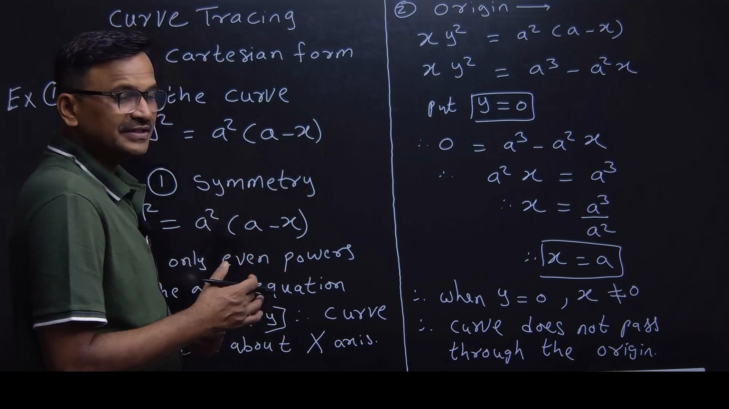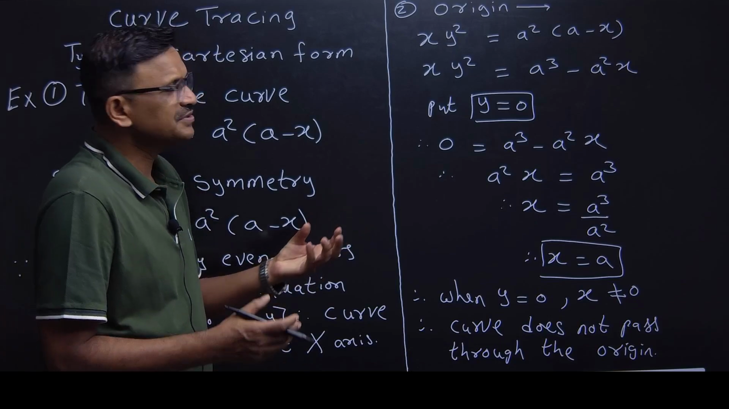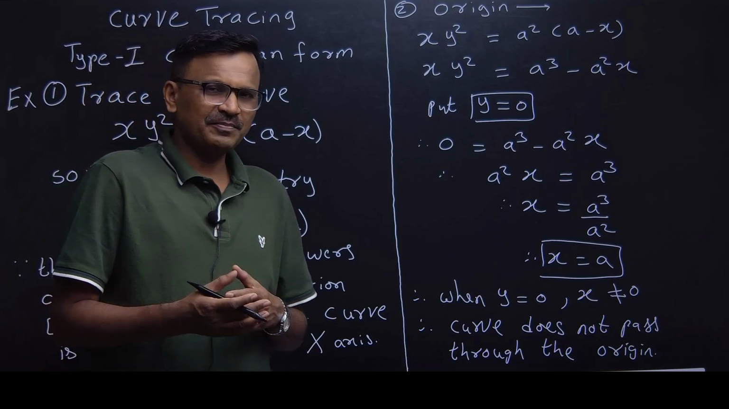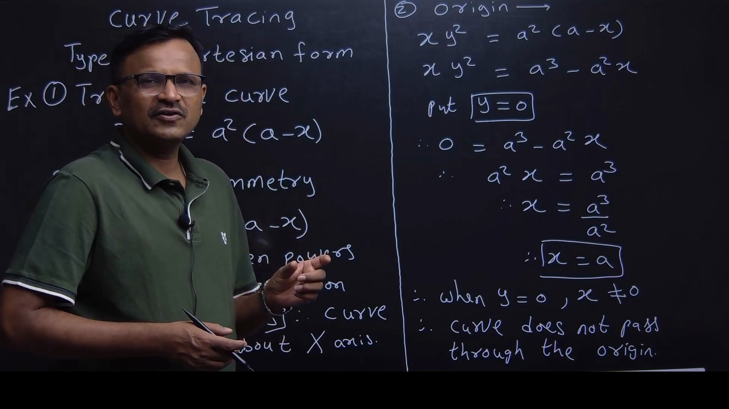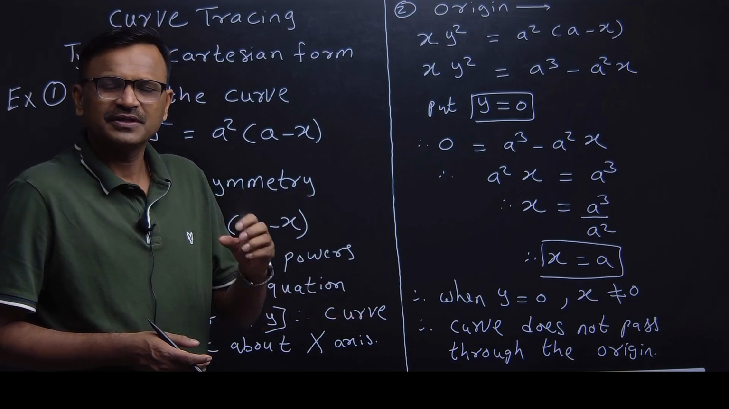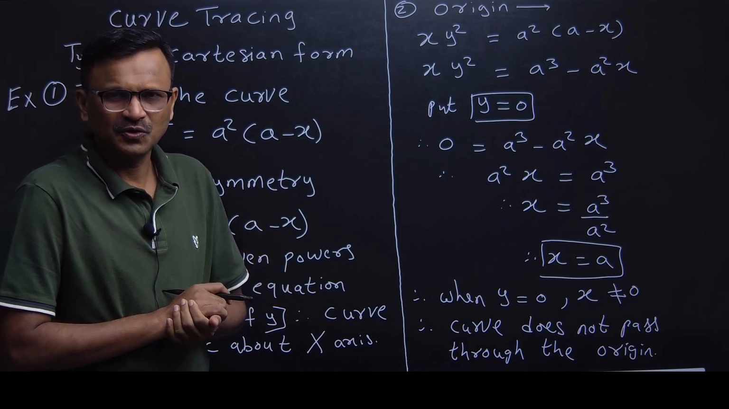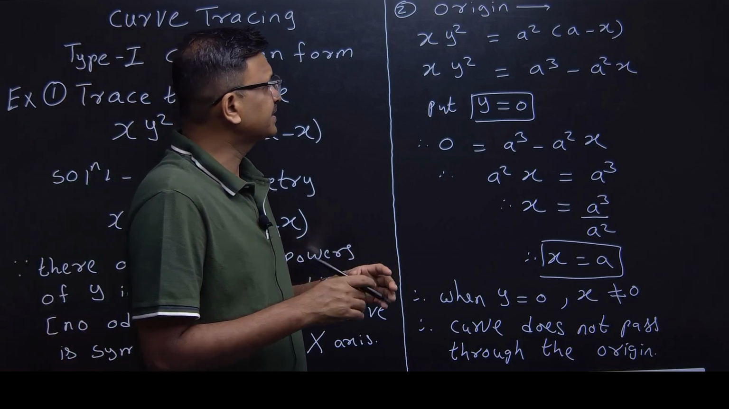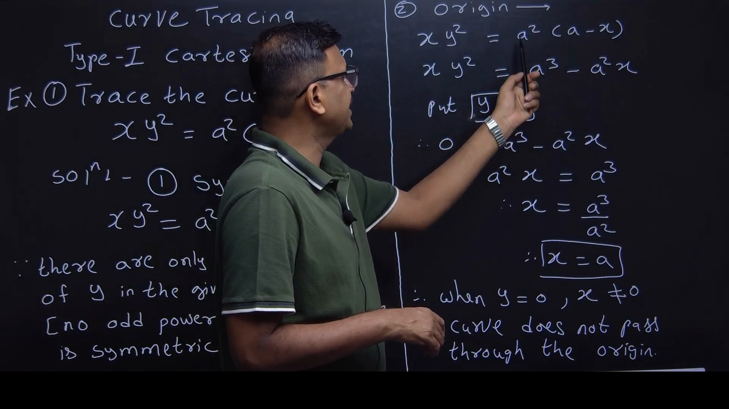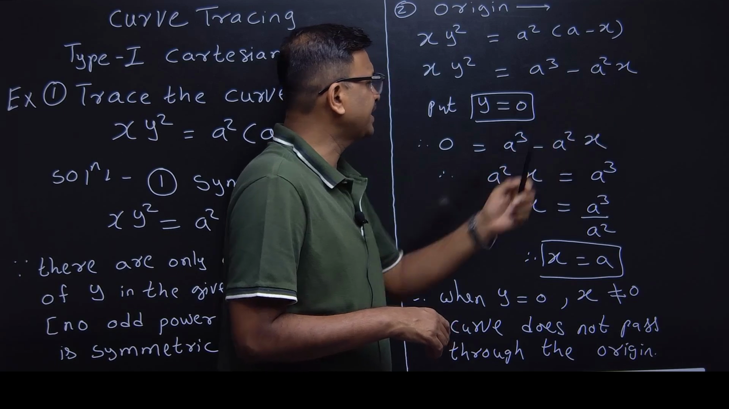Now we have to check whether the curve passes through the origin or not. When the curve passes through the origin, for some value of y, x becomes 0, or for some value of x, y becomes 0. To check this, consider the given equation and open the bracket: a square into a becomes a cube, and a square into x becomes a square x.